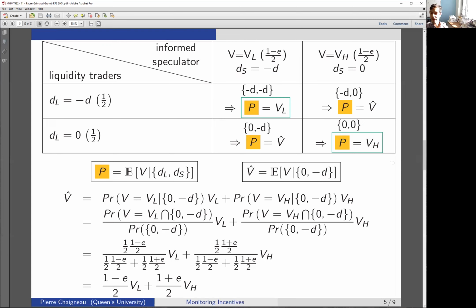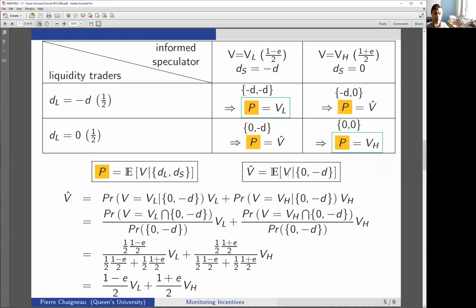Okay, so the more interesting cases are the cases when the market maker is going to observe this or that, which is indistinguishable from the market maker's perspective. And so in this case, what is going to be the stock price? So this is a general formula for the stock price. It's equal to this. In this particular case, when the market maker observes these orders, the stock price will be equal to V hat, which is defined like that. So what is V hat? So let's take conditional expectations. So we're going to use this formula.